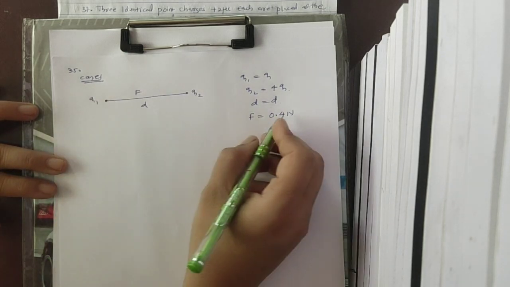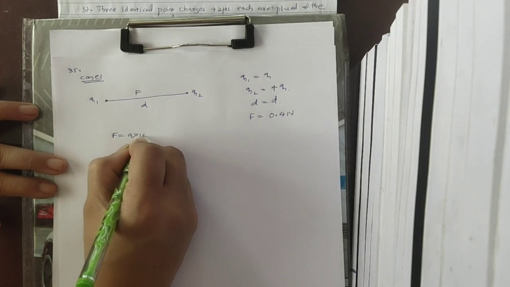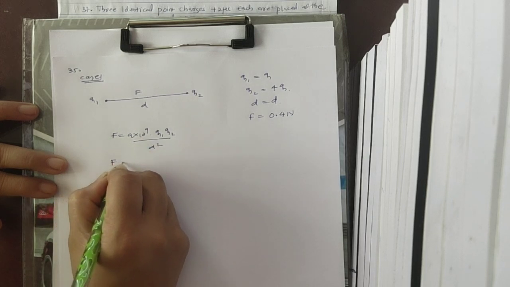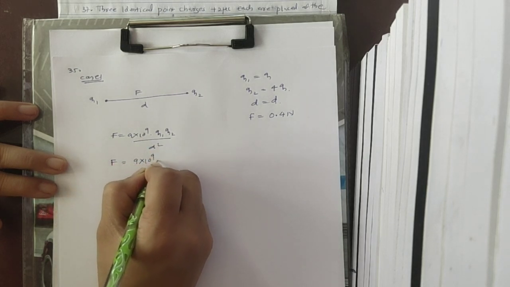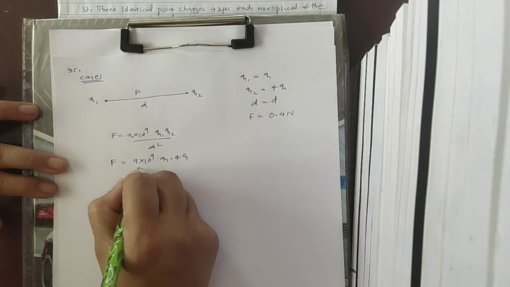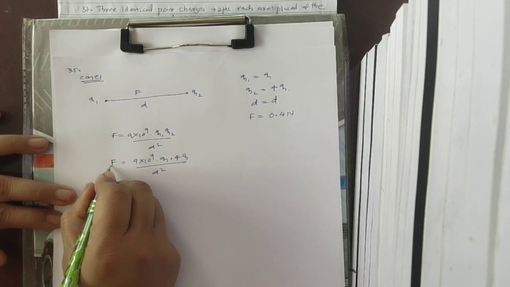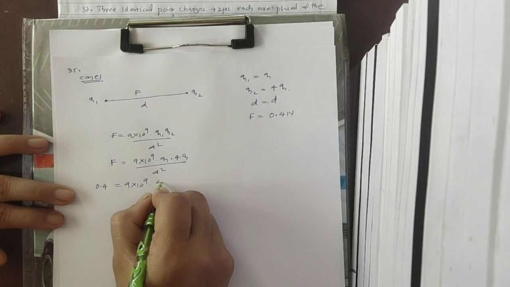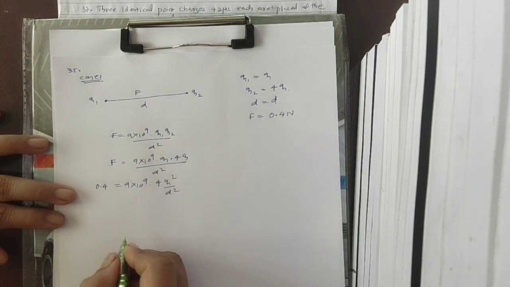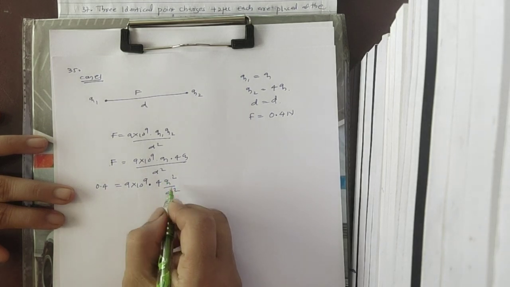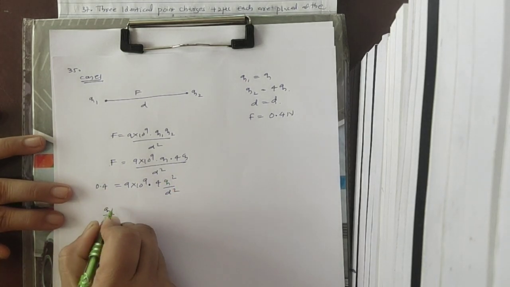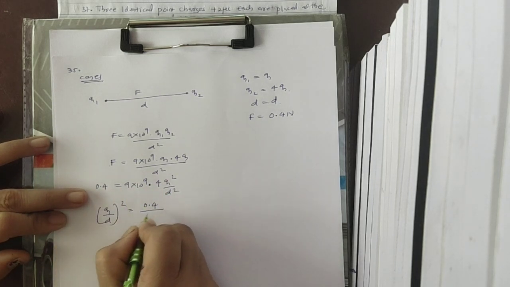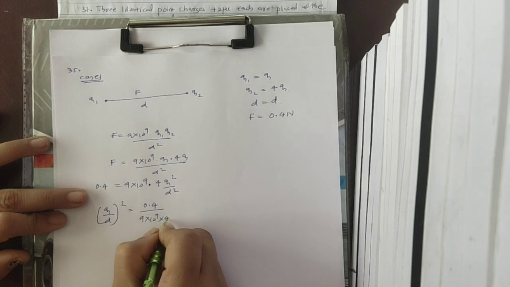Okay, for case 1 we will write the expression F equals 9 into 10 to the power 9, Q1 Q2 divided by D square. We keep 9 into 10 to the power 9 as it is. Q1 is Q and Q2 is 4Q, divided by D square. We substitute 0.4 equals 9 into 10 to the power 9, 4Q square divided by D square. Q square divided by D square we keep as it is, Q divided by D whole square. The rest we take to this side: 0.4 divided by 9 into 10 to the power 9, 4.